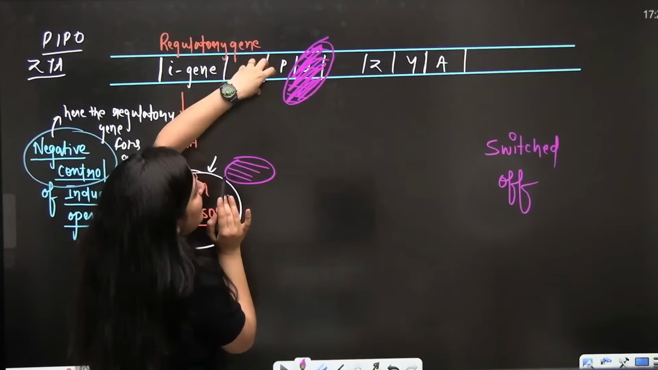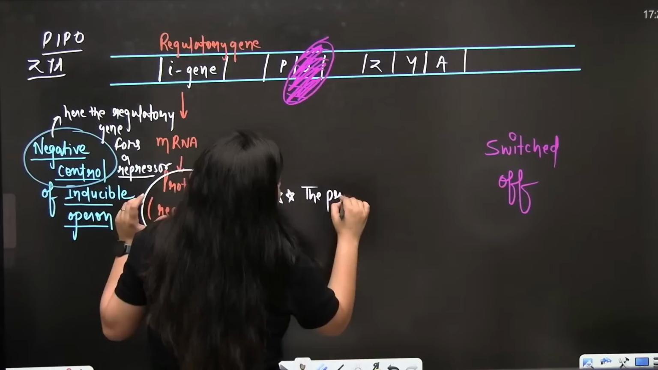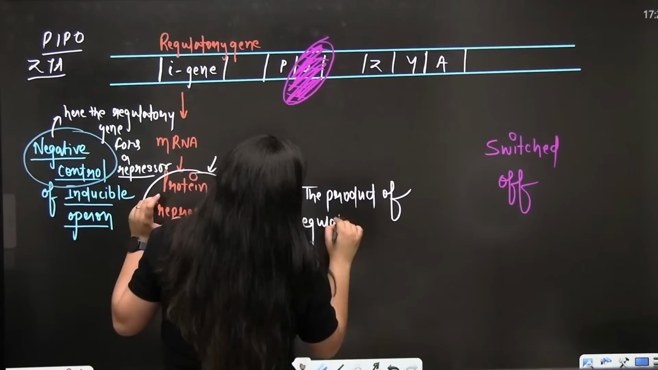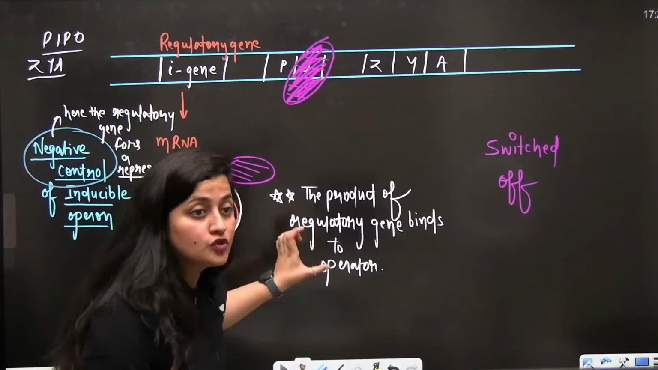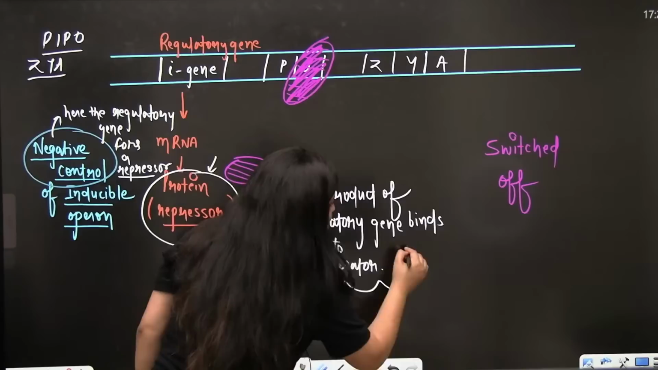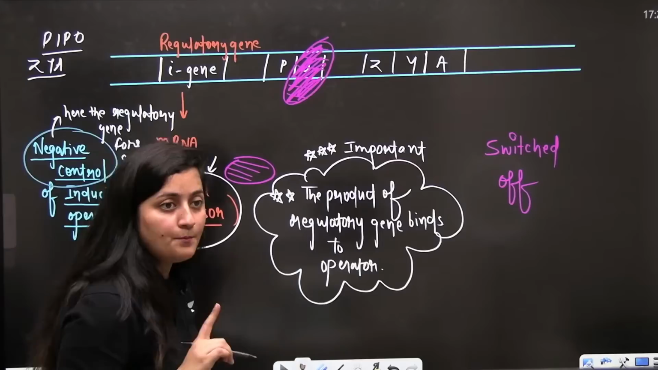Remember this thing. Here you need to mark one point, it's a PYQ again: the product of the regulatory gene binds to the operator. Whatever this regulatory gene is going to form, it always binds to the operator. So it is the one which is going to control this entire regulation of gene expression. This is very important. A question can come from this particular part.